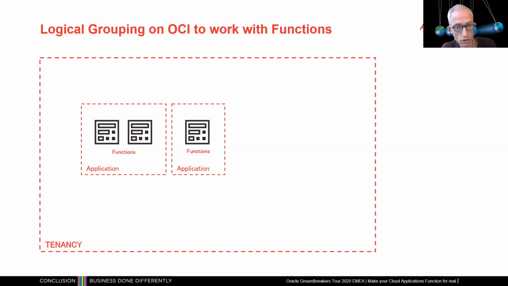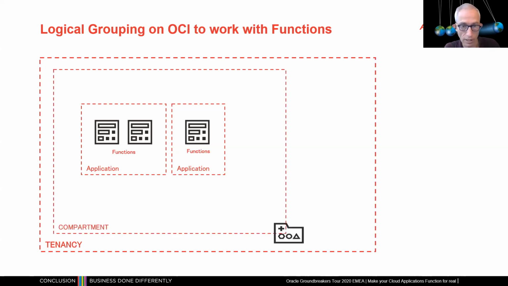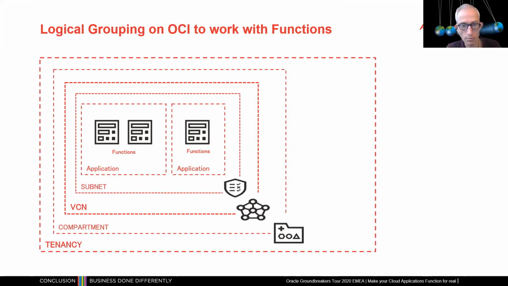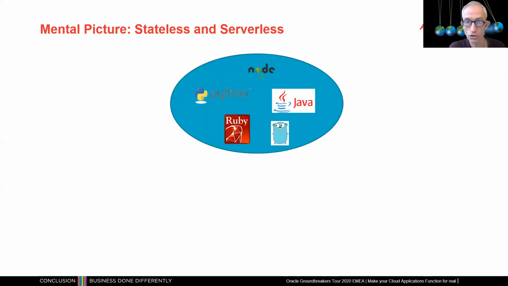Everything exists, of course, inside a tenancy, and inside the tenancy, we have compartments, and everything lives inside a compartment. In the compartment, we have a VCN, and in the VCN, we have the subnet, and the application is tied to the subnet. So this is where it all comes together. And we also have the container registry that doesn't really live inside a specific compartment. And we have groups and policies to allow functions to do things and also to allow developers to work with certain functions and not work with other functions.